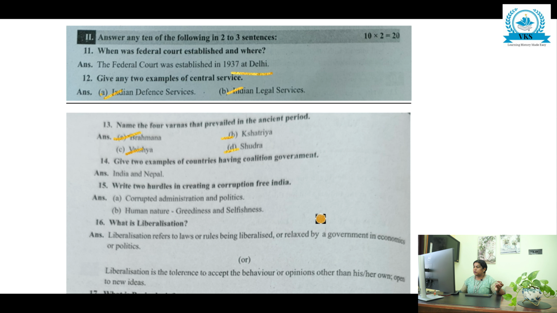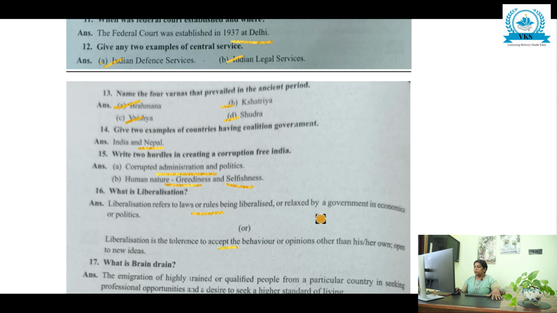Give two examples of countries having coalition government: India and Nepal. Write two hurdles of creating a corruption-free India: corrupted administration and politics, human nature, that is greediness and selfishness. What is liberalization? It refers to laws or rules being liberalized or relaxed by government in economics or politics, or is a tolerance to accept the behavior or opinion other than his or her own, open to new ideas.